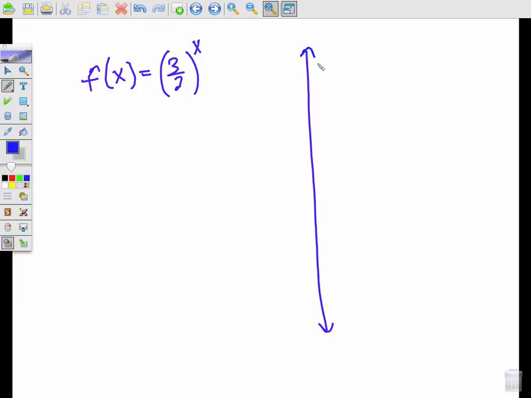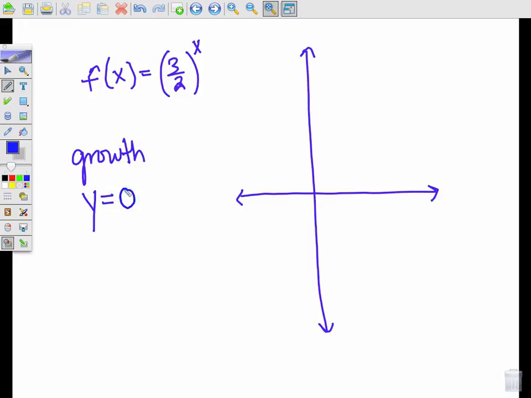All right, so the first one we're going to do is f of x equals 3/2 to the x. And what we're going to do when we graph these is go ahead and plot a few points. And we already know a general idea of what it's going to look like. Since this 3/2 here is bigger than 1, this is a growth. We also know this general form, y equals 0 is an asymptote, and 0, 1 is an intercept. Let's go ahead and put this information in.